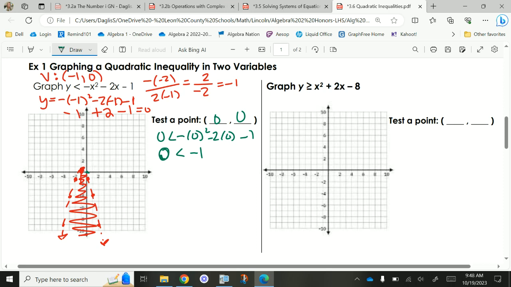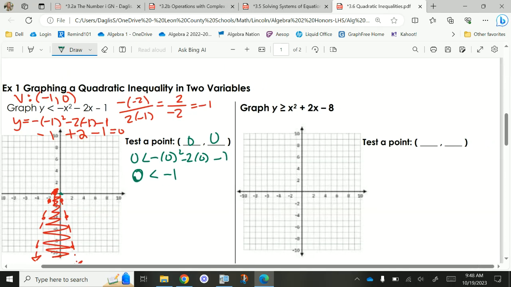All right. Here, I have y is greater than or equal to x squared plus 2x minus 8. So again, I'm going to do my opposite b over 2a. What point can I go ahead and plot, though? I didn't bring this up last time. What point can I go ahead and plot? Negative 8. Yeah, I know we're going to cross at negative 8 on the y-axis, right? Because our c value is our y-intercept.